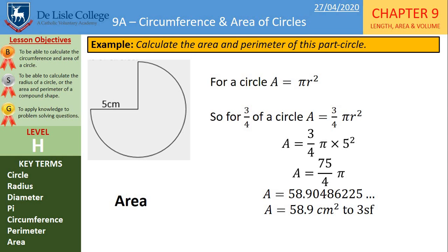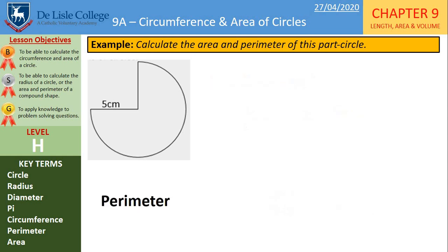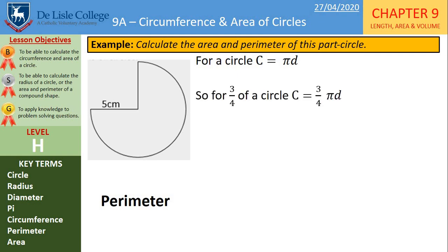Now for the perimeter of this shape. Still the same shape, so we don't need a second diagram. We know for a circle that the circumference is pi d, or 2 pi r. Now here we've used the 2r to get the 10, so we've got 3/4 of pi times 10. Answer in terms of pi, 15 over 2 pi.